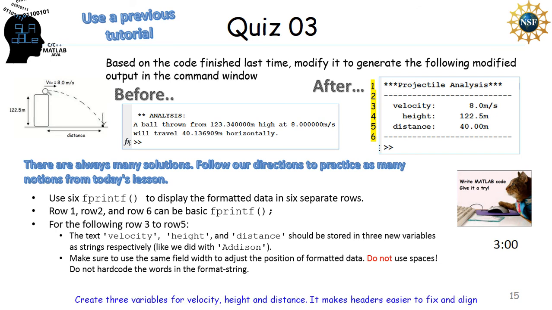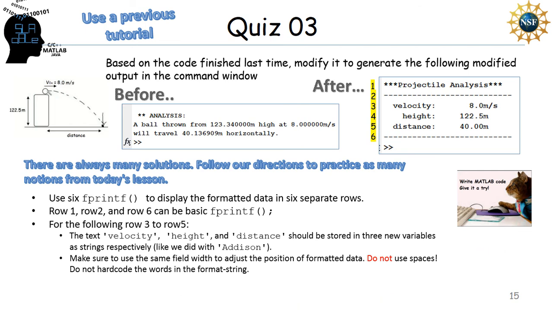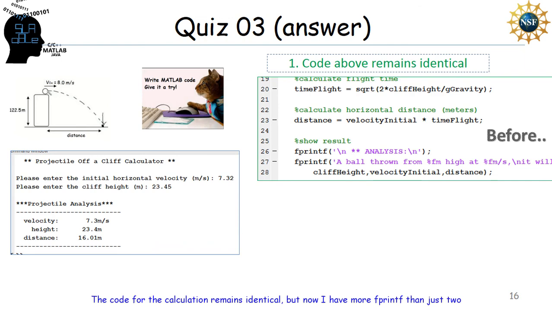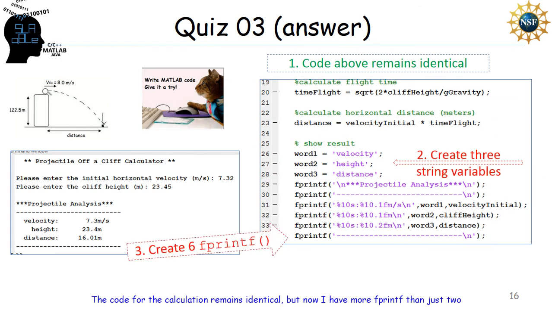Please create 3 variables for velocity, height, and distance. Kind of what we did with Addison. It makes headers easy to fix and to align. Make sure to use the same field width to adjust the position of the formatted data. So honestly, only write 1 fprintf and then kind of copy it and modify the modifiers. The code for the calculation remains identical, but instead of 2 fprintf, I have a lot more.